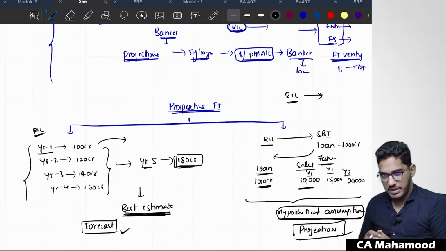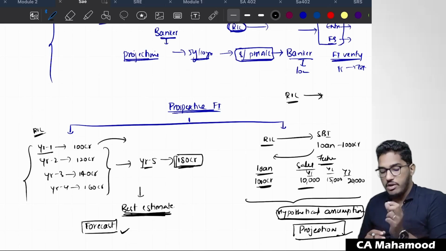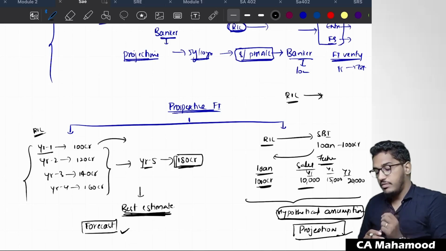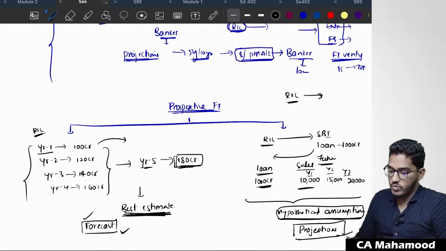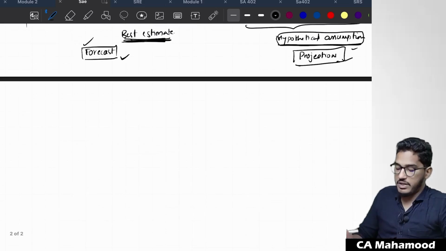Forecast and projection, in the real market, they often use it interchangeably, but there is quite a difference between the two. Forecast is based on best estimate, whereas projections are based on hypothetical assumption. Clear, everybody? Able to understand this? Okay, so we have understood the two kinds of prospective financial information. Now we have to talk about verification.